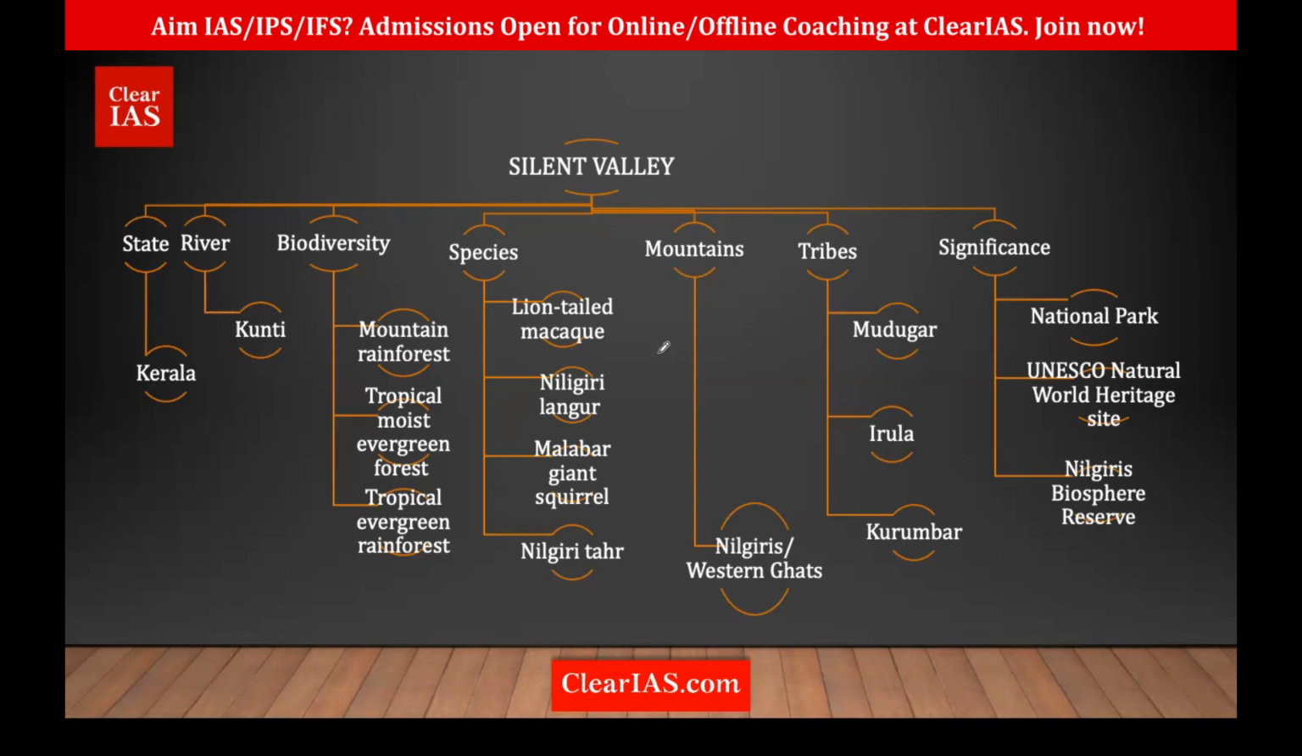That is Silent Valley. Remember, it is in the state of Kerala and Kunti River flows through it. We have unique species such as what? Lion-tailed macaque, Nilgiri langur, Malabar giant squirrel as well as Nilgiri tahr. Okay. And also, it is part of what? The Nilgiris or the Western Ghats. Okay, remember the tribes' names: Mudugar, Irula, and Kurumbar. Okay, and also it is a national park, World Heritage Site, as well as part of Nilgiri's biosphere reserve. Okay, and the vegetation here is predominantly evergreen forest. Yeah, that is Silent Valley.